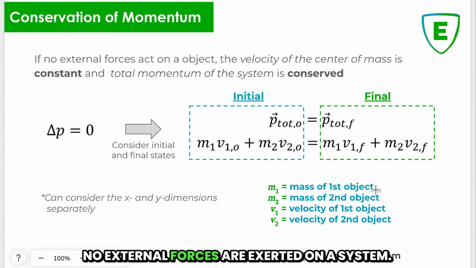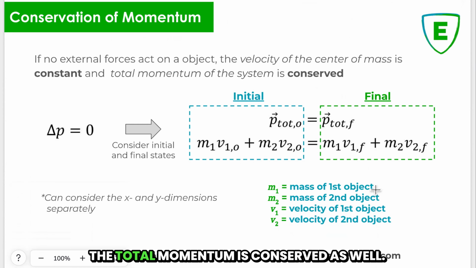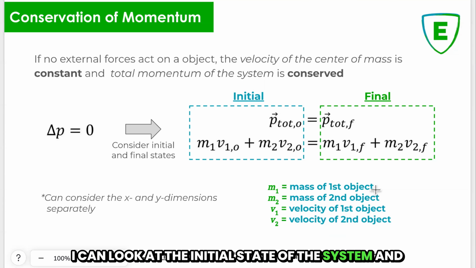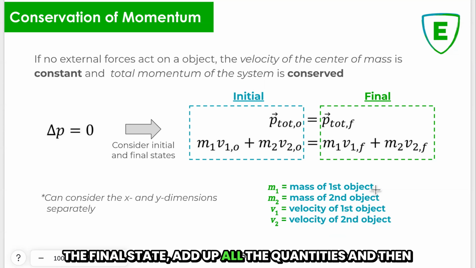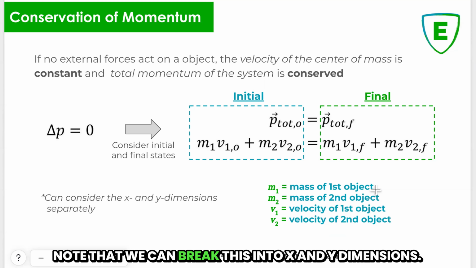If no external forces are exerted on a system, the velocity of the center of mass is constant, it doesn't change. The total momentum is conserved as well. They kind of play around with each other. But similar thing here, I can look at the initial state of the system and the final state, add up all the quantities, and then put them together. Note that we can break this into x and y dimensions.